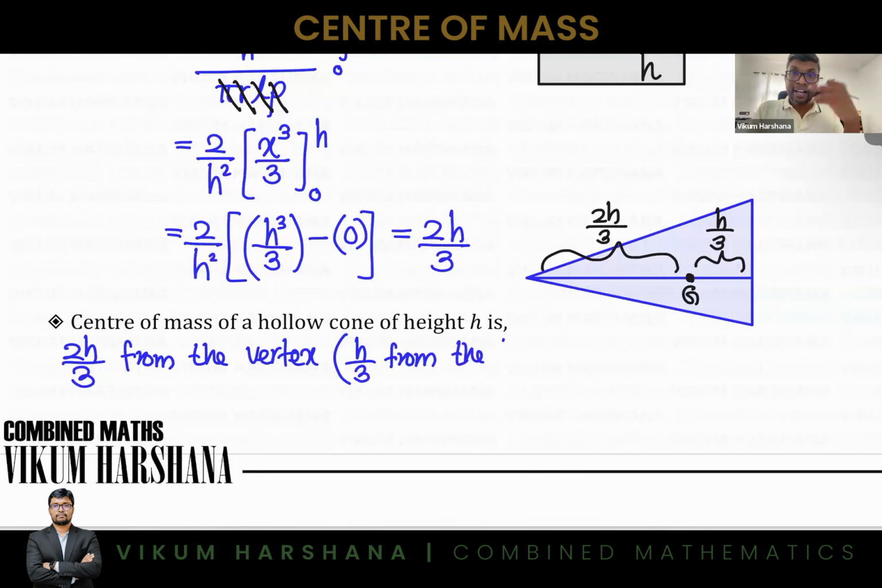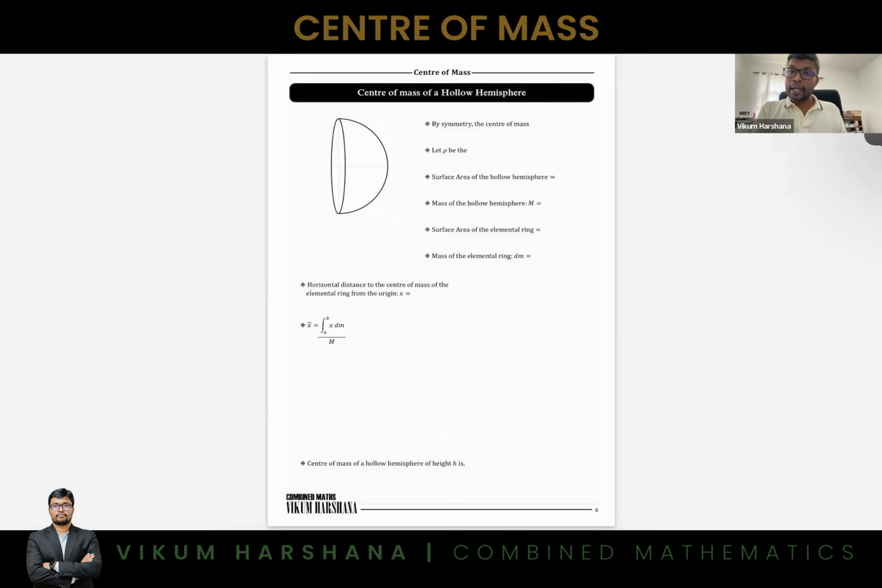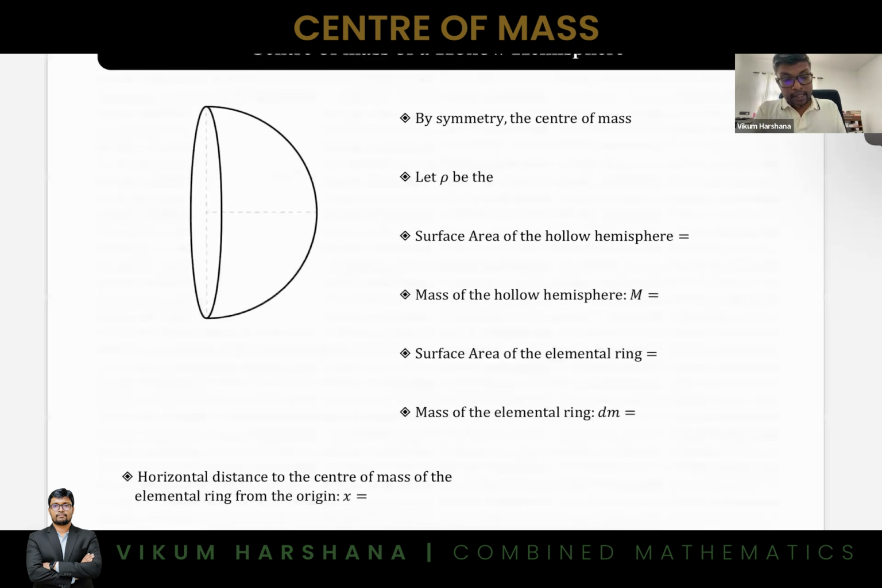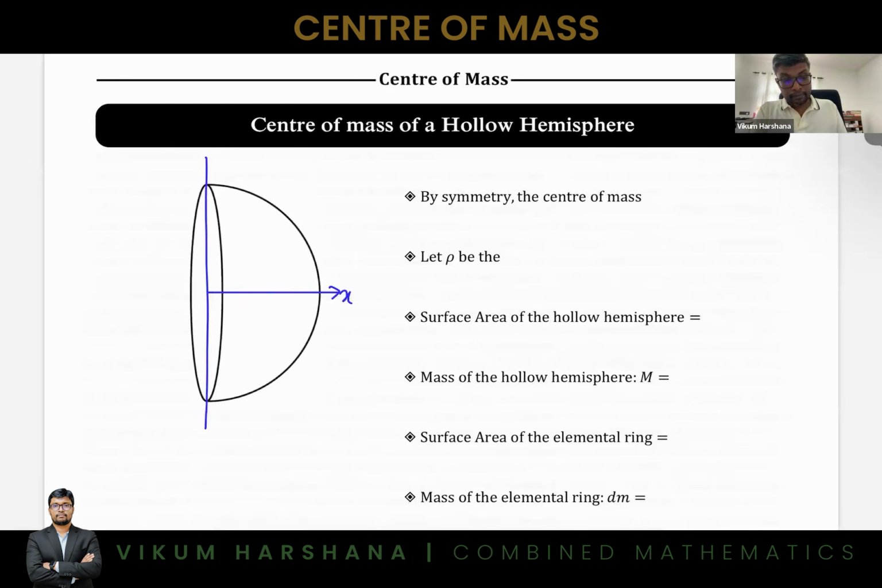It's all about elemental ring. Okay, it's all about surface area. Got the idea? Okay, let's jump into the hollow hemisphere. First things first. This is the symmetric axis x. This is the y. R. Okay. So by symmetry, the center of mass is on the x-axis. So y bar equals 0.